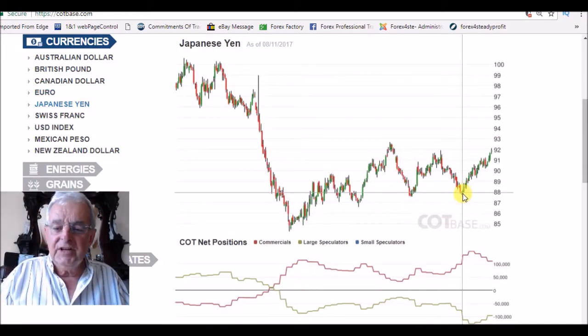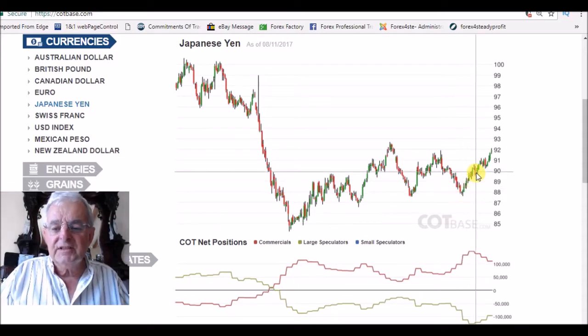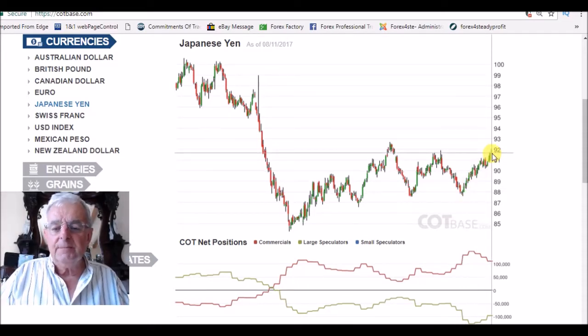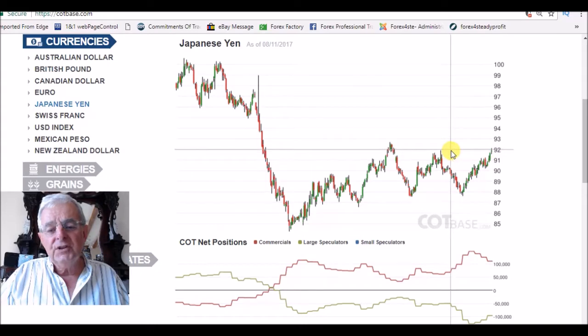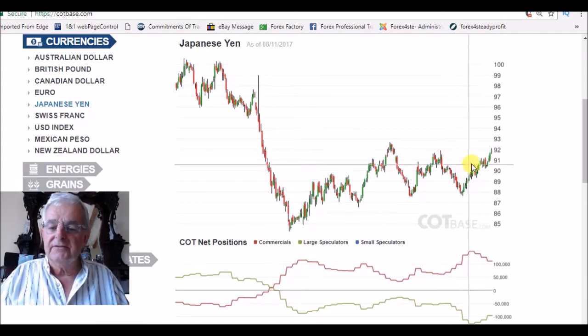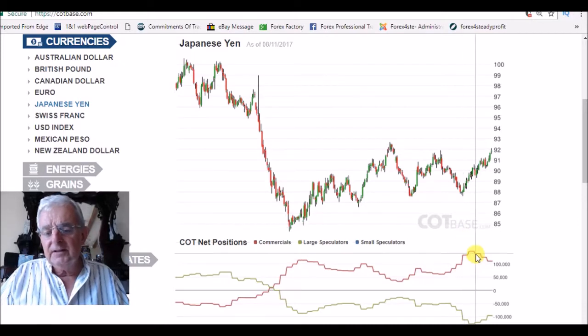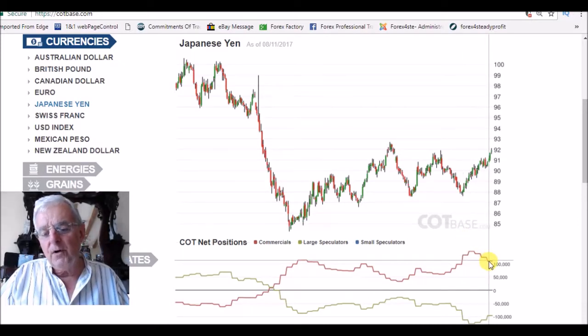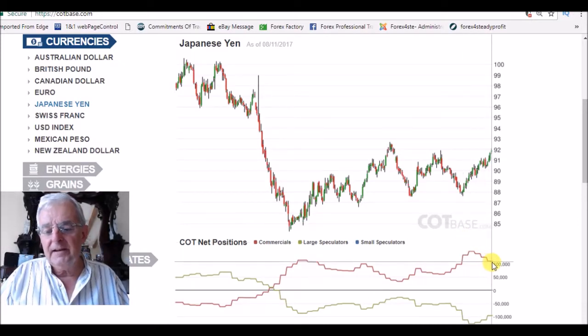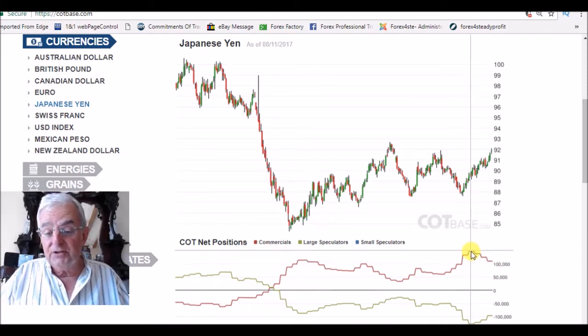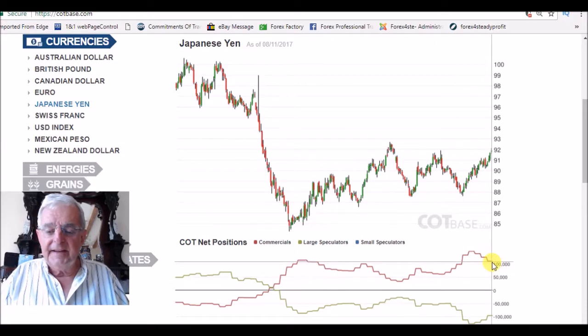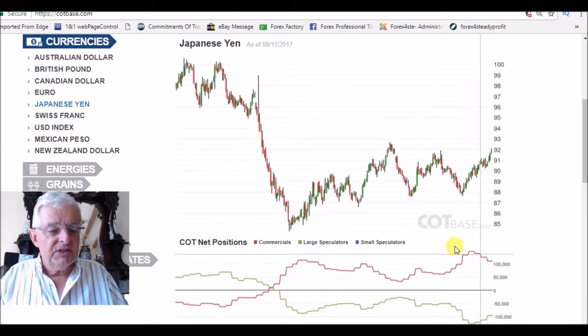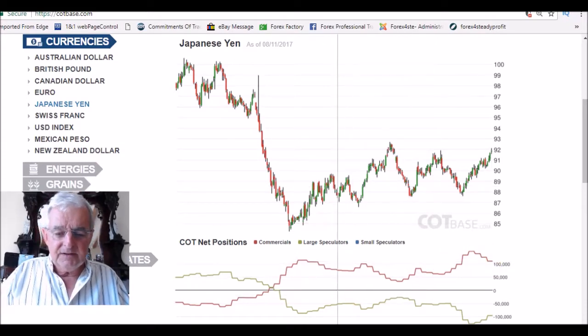Hello, Japanese yen. Right, we have actually come off the lows and we're starting to gain strength in the Japanese yen. We're just coming to recent sort of highs for it, and the commitment of traders have come off their bullish position. So we just come down. We might just expect a little bit of retracement at this point.